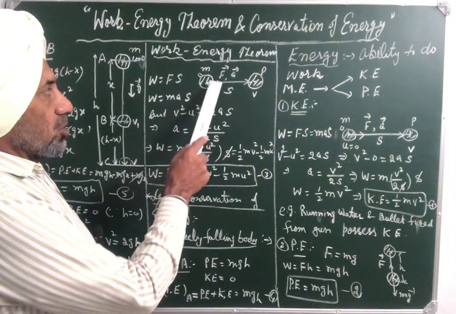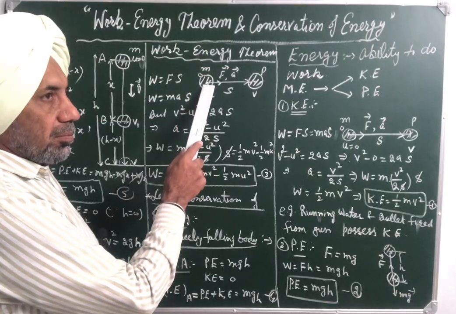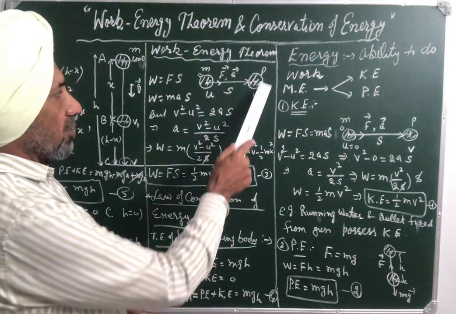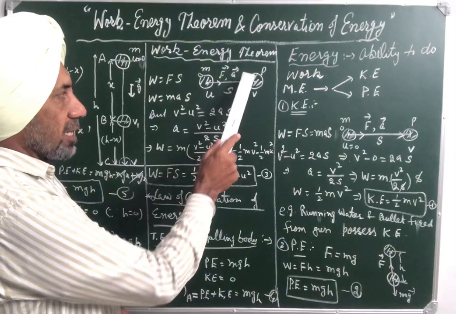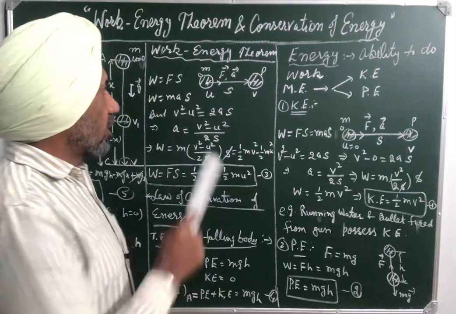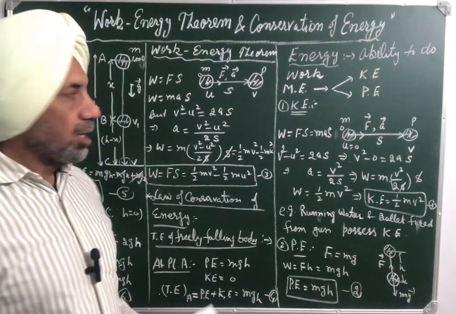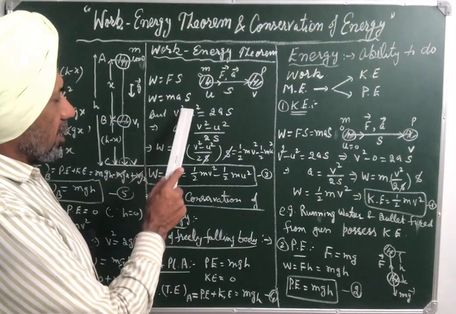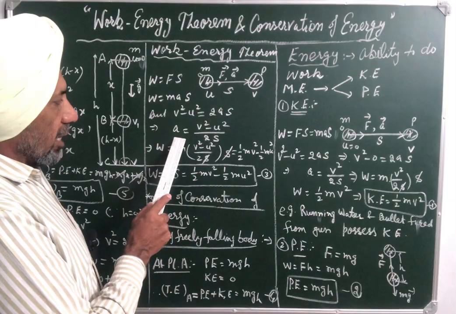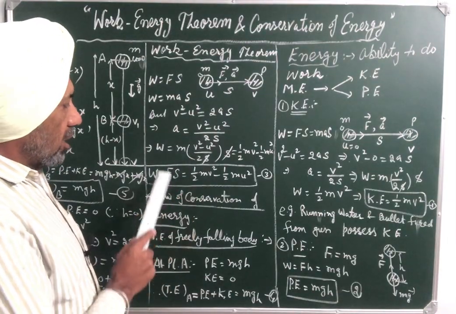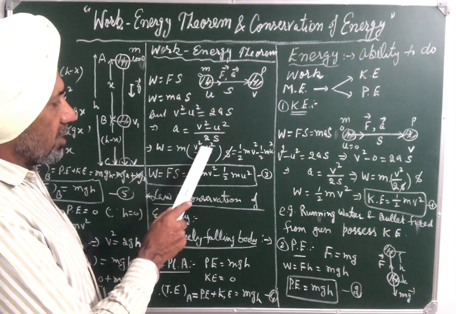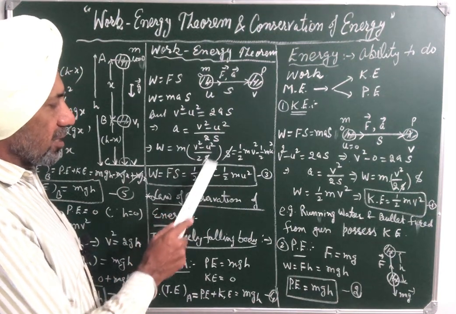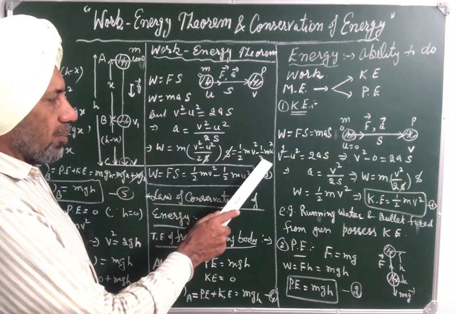So for that, suppose again body of mass m, suppose u the initial velocity of the body, v the final velocity of the body, F is the force acting, a the acceleration, s is the distance covered. Then work done is equal to F into S, or W is equal to ma into S. Again using v square minus u square is equal to 2as, a is equal to v square minus u square upon 2s, or W is equal to m into v square minus u square upon 2s into s, s cancels. So it is equal to half mv square minus half mu square.